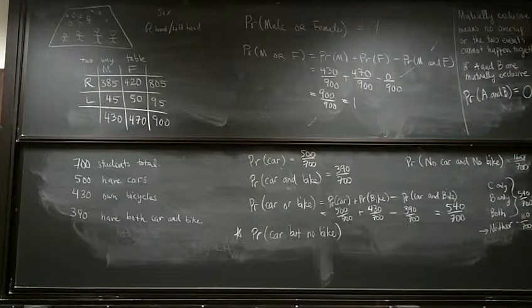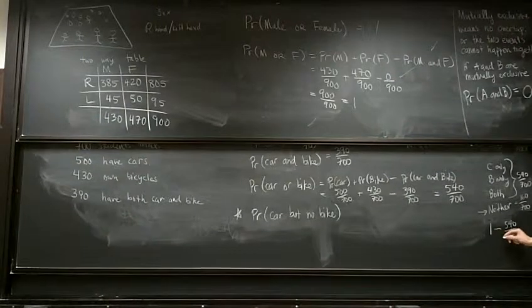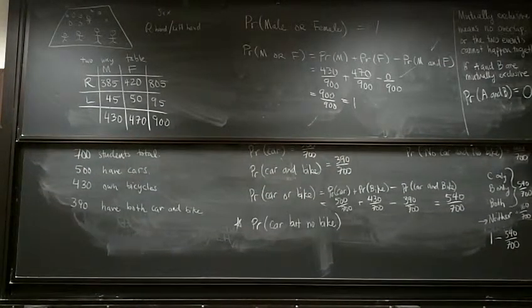Question. How did I get the 160? I just did 1 minus 540 out of 700. Again, because we know fractions, this is 700 over 700. So 700 minus 540 is 160 over 700. Everyone's jockeying for vision of the board.